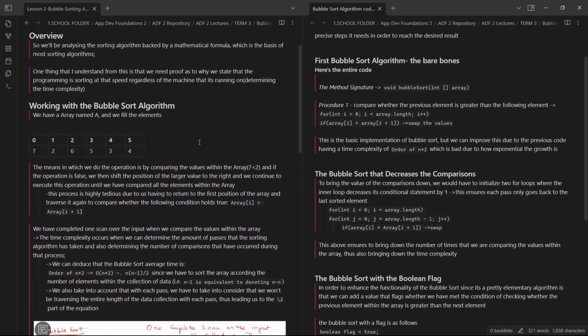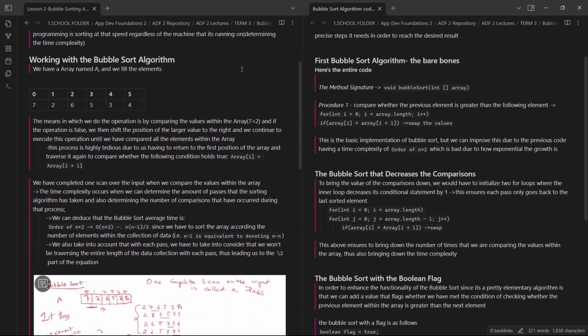But that's pretty cool. One thing that I understand from this is that we need proof as to why we state the program is sorting at that speed regardless of the machine it's running on, determining the time complexity. And this is also known as benchmarking. We are benchmarking, like we are standardizing the function of the algorithm.